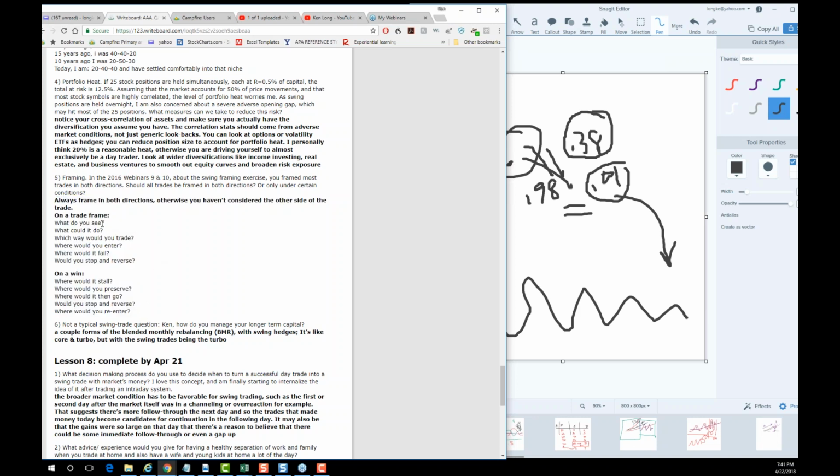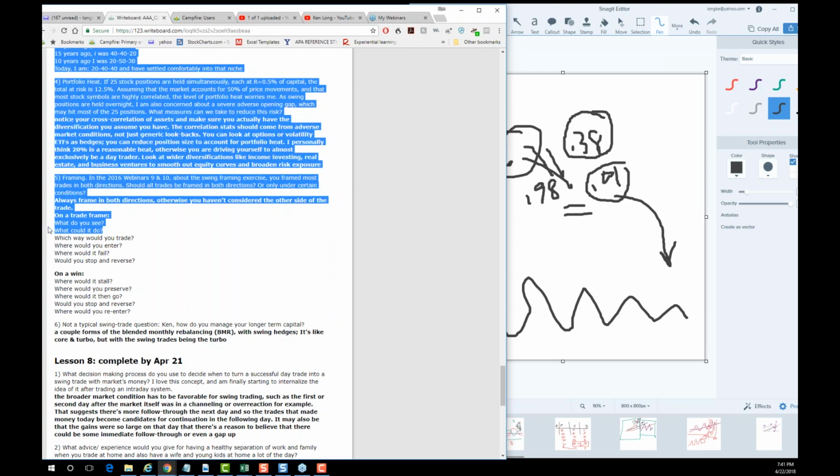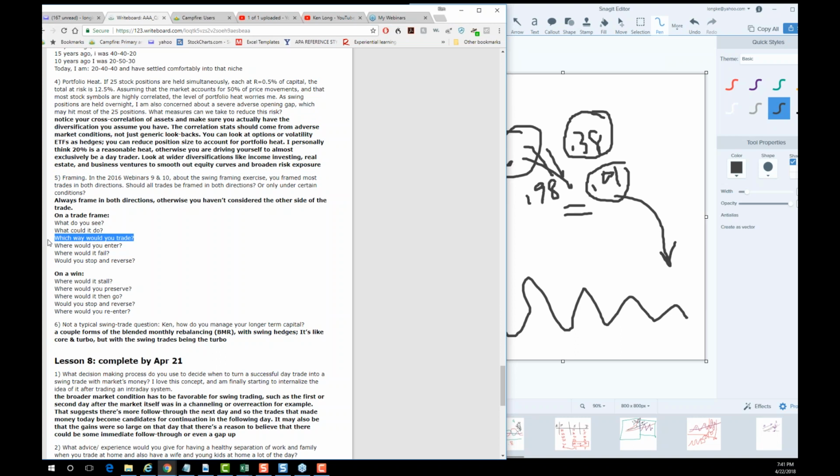On a trade frame, start with what do you see, describe it precisely in terms of the indicators, and don't make sense out of it yet. But say we are at 1.5 on the Z-score, as opposed to saying, oh well, it's a relative strength leader, because no. Describe specifically what you see in measurable terms. Map out what it could do, and then which way you want to trade, and then where would I enter? Where's my initial stop, my execution stop, and if it hit my execution stop, would I stop and reverse?